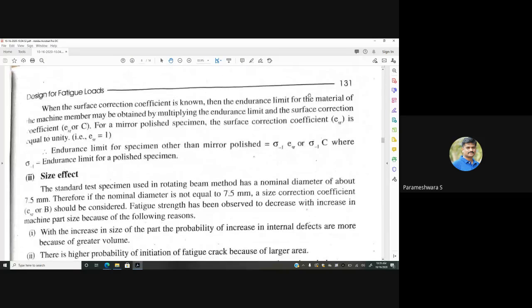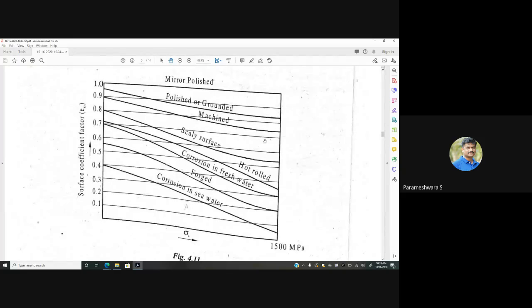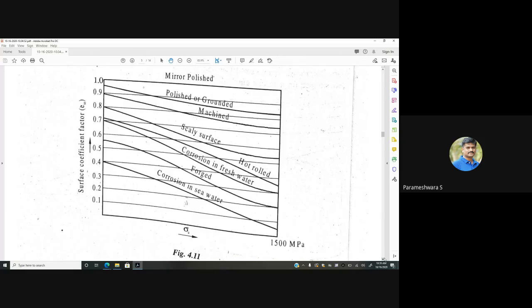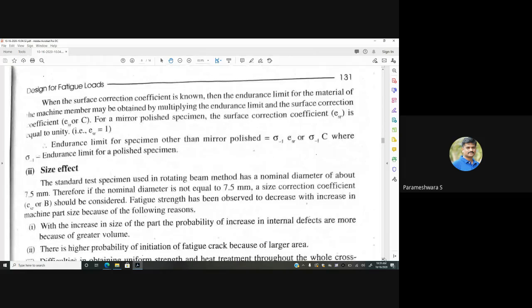So this is the effect of surface. You can just go through this. Then the size of the specimen also matters in the case of fatigue. And one important note to be observed in the case of surface condition is that for a mirror polished specimen, the surface correction coefficient ESR is considered to be 1. So if the problem mentions that the surface condition is mirror polished, you should consider the surface correction coefficient value as 1. You should remember this.